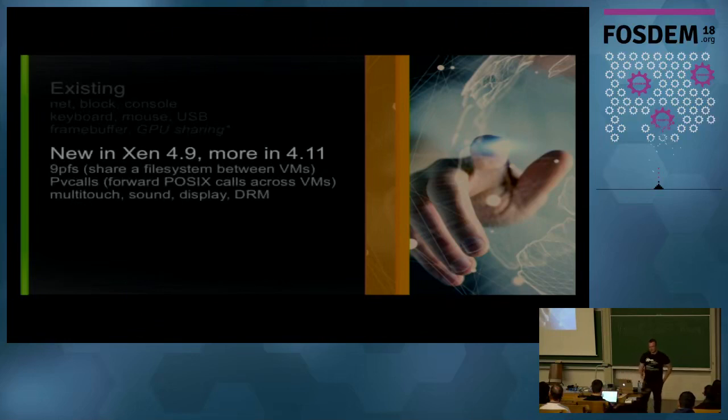Then there's been quite a few new ones. There's a 9pfs PV call, that's POSIX call forwarding, where you have your POSIX API in one VM, and then you just have a shim, and it routes calls through. It's actually quite interesting. There's been benchmarks as well, and there are things like multi-touch, sound, display, DRM.